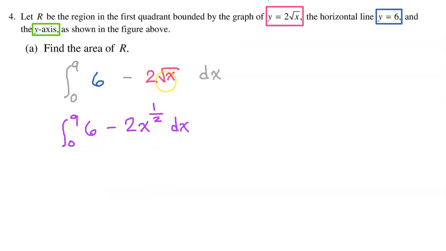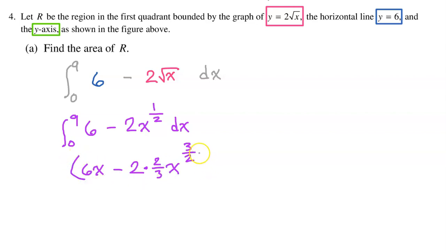Let's write the square root of x as x to the 1/2 power. Integrating term by term, the antiderivative of 6 is 6x. And I'm just going to bring down the minus 2 for now. For the x to the 1/2 power, I increase the exponent by 1. So this will become x to the 3/2 power. And then I divide by the new exponent. Dividing by 3 over 2 is the same thing as multiplying by 2 over 3.